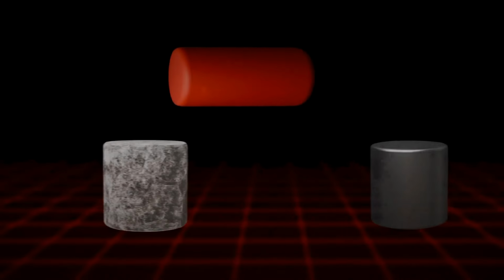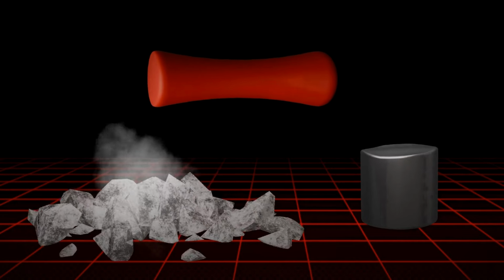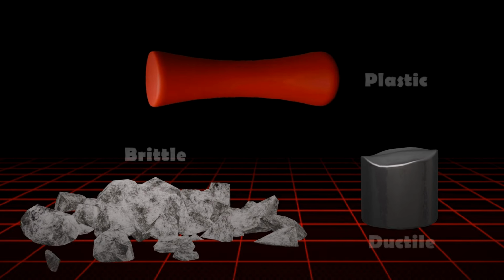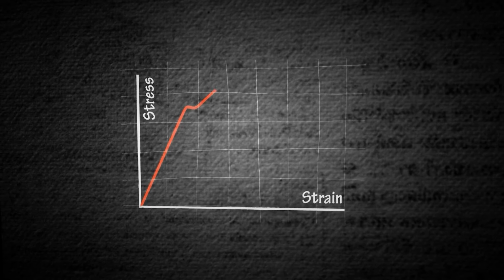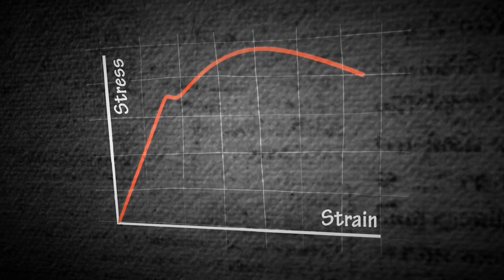Today, we're going to delve into the fascinating world of materials science and explore the differences between brittle, ductile, and plastic materials. To understand these materials better, we'll be examining their stress-strain curves, which are graphical representations of how a material responds to applied stress.